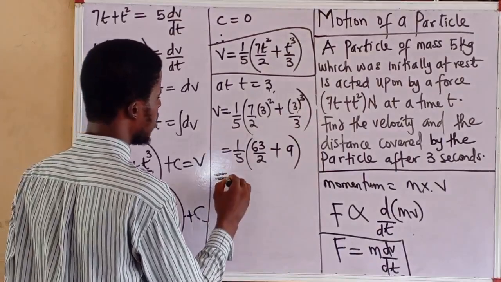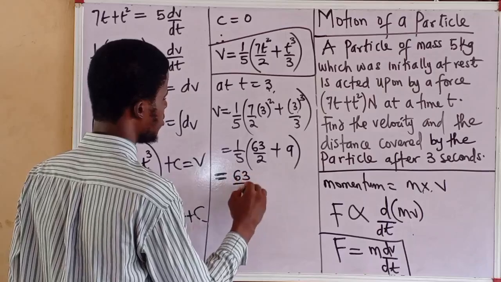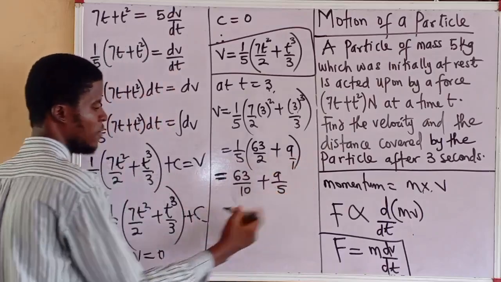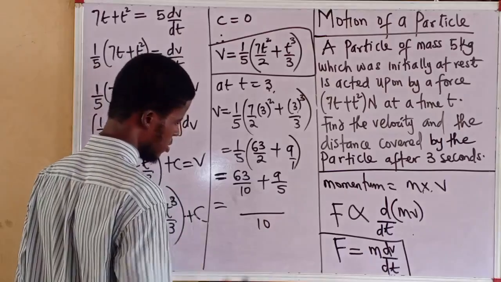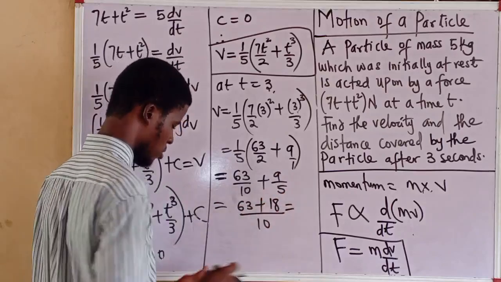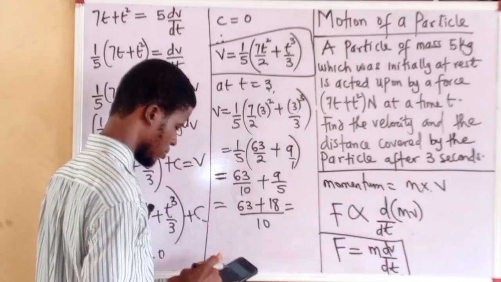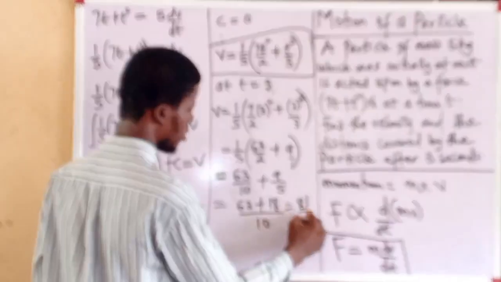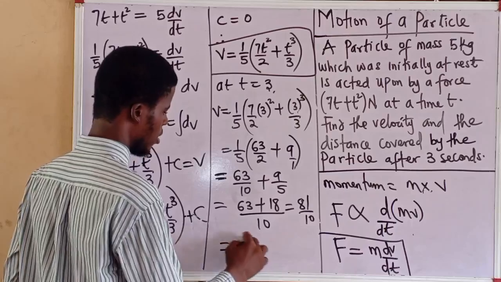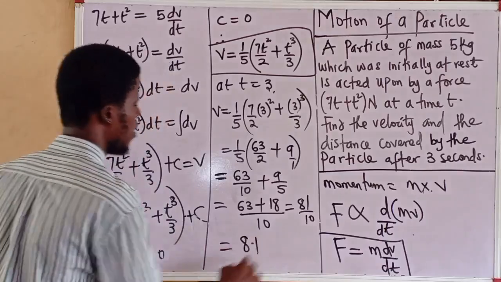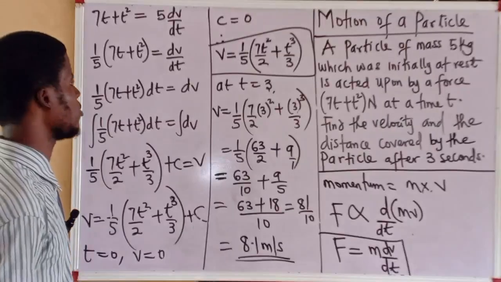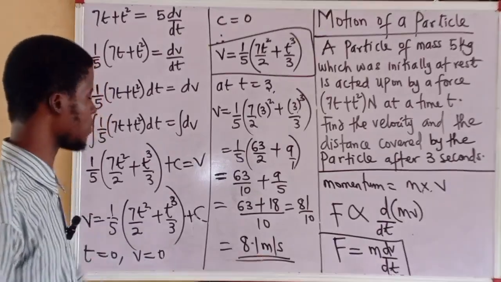So expanding this bracket, we have 63 over 10 plus 9 over 5. This is over 1, so 5 times 1 is 5. Alright, the LCM is 10. So we have 63 plus 18, that's 81. 81 over 10 is 8.1. So we have 8.1 meters per second. So the velocity of the particle after 3 seconds is 8.1 meters per second.